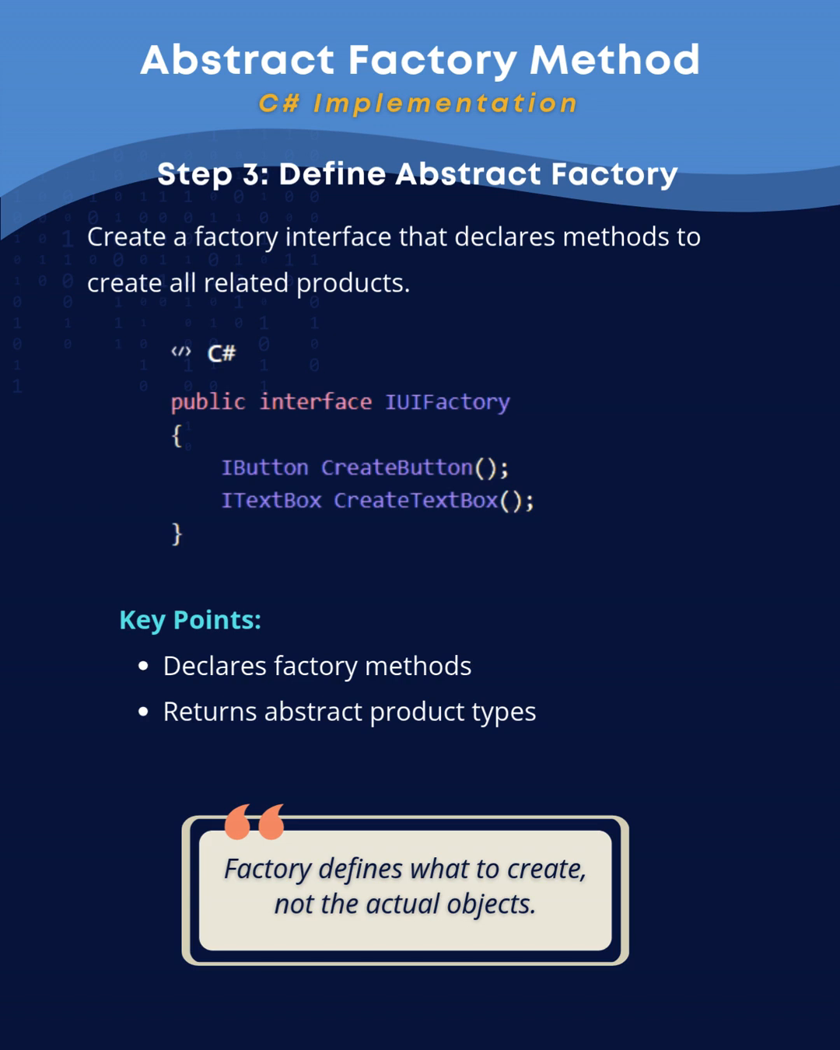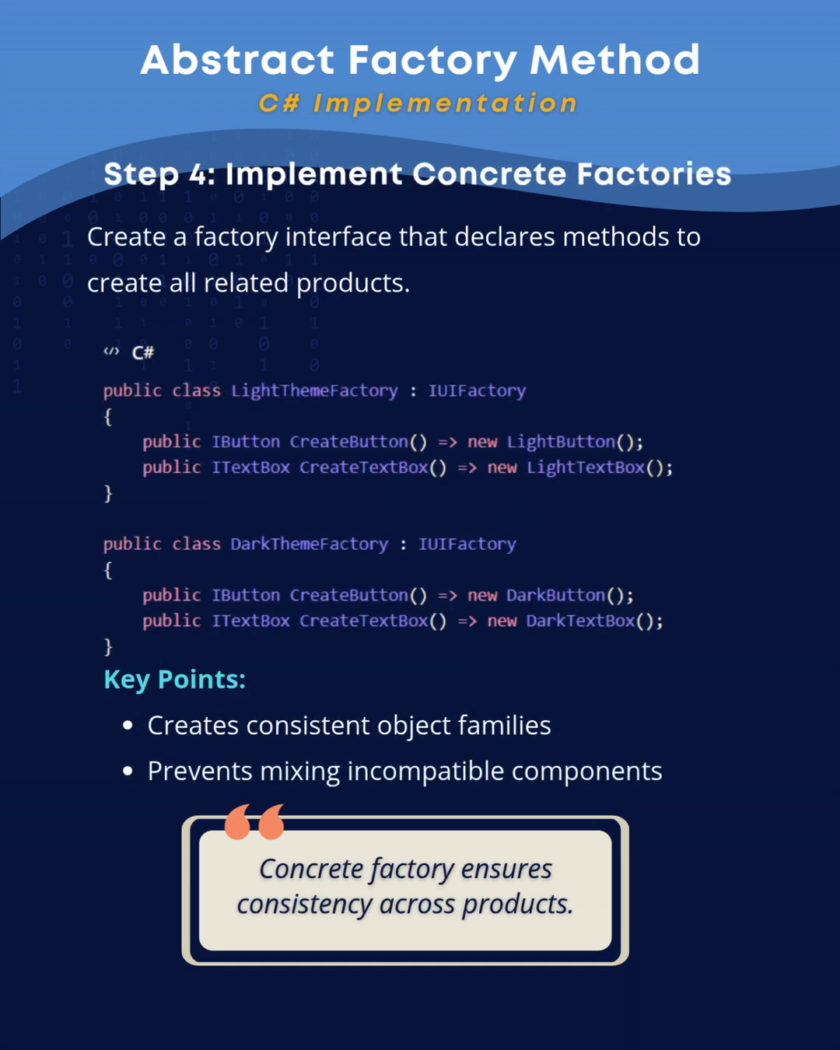And step 4. Implement the concrete factories. Light theme factory returns a light button and a light toolbar. Dark theme factory returns a dark button and a dark text box. The client code simply works with IUI factory and never has to worry about which theme it's using under the hood. Consistent families, zero mixing of incompatible components. Beautiful.